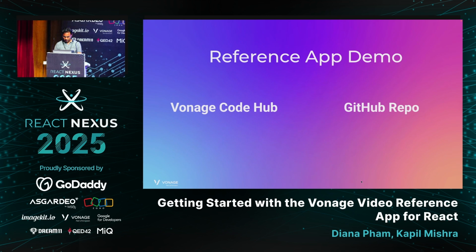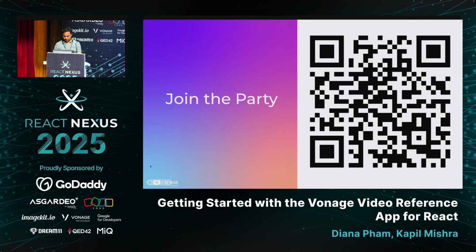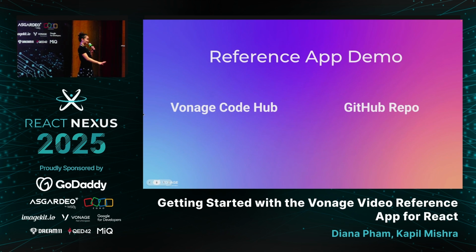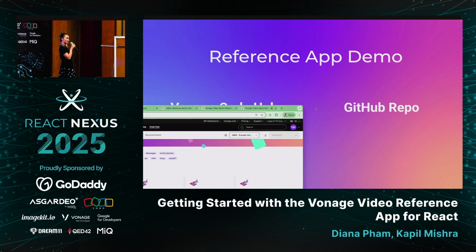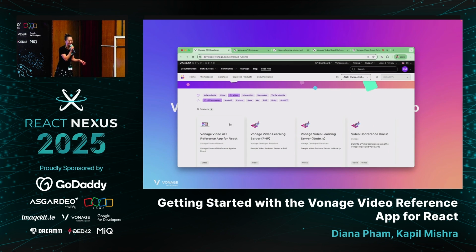As for the demo, we have this pre-built solution where you can get started right away. You have two options. Either you use our Vonage Code Hub, which is what we're going to demo today, or you can just clone the GitHub repository and add it to your application.